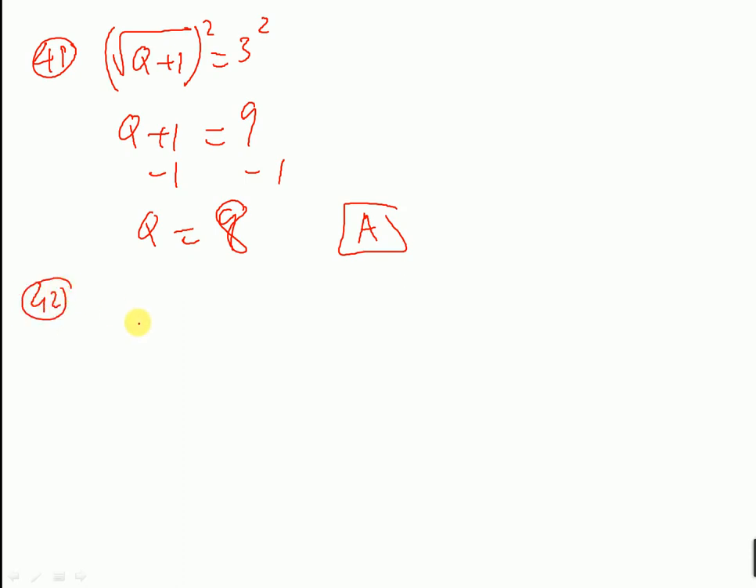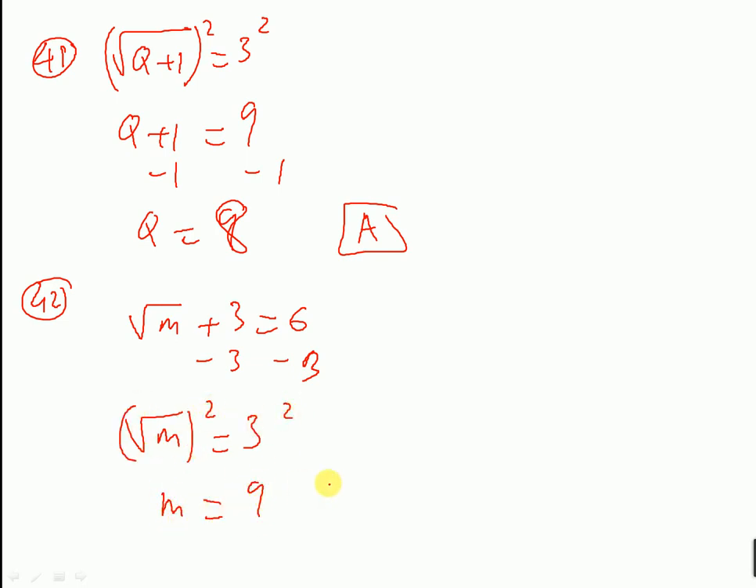42. Radical m plus 3 equals 6. Minus 3 on both sides. I have radical m equals 3. Now I square both sides. M equals 9, or C.